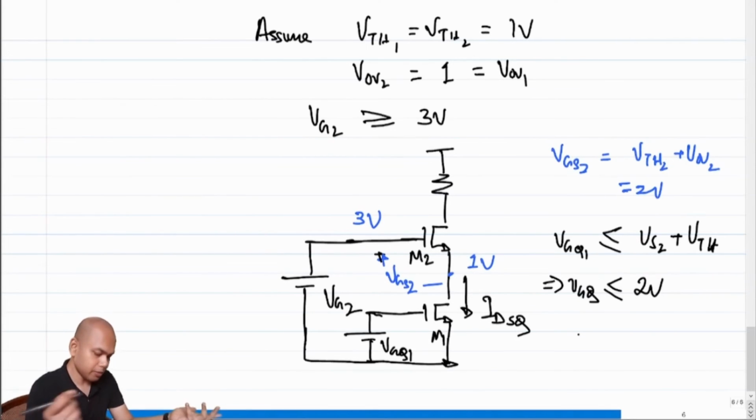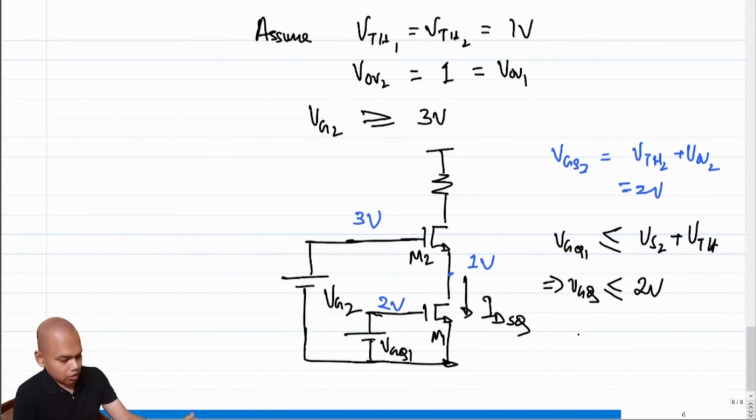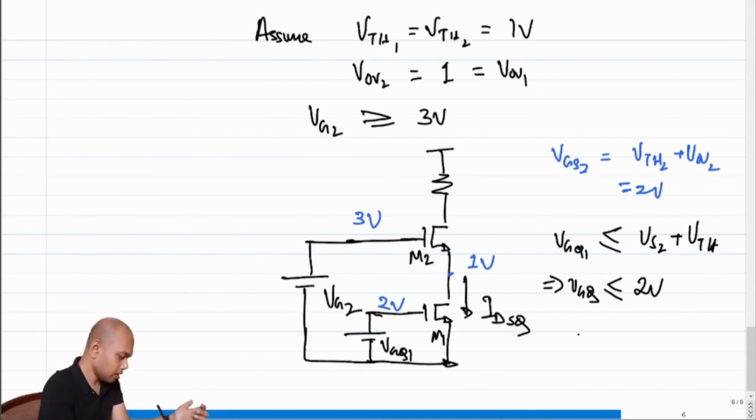So let's pick a number. Let's put it at 2 volt. So let's say this is 2 volt. Okay. So let's remove this. Okay, so now tell me, one more thing before we proceed.